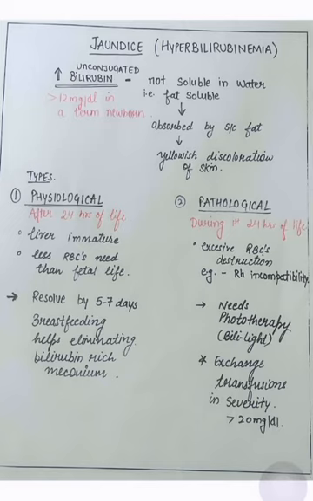Next is types. Mainly it is of two types: physiological jaundice and pathological jaundice. Physiological jaundice occurs after 24 hours of life. After 24 hours, there is less need of RBCs than in fetal life, and the liver of the newborn is not mature enough to handle that much load of destroyed RBCs. So unconjugated bilirubin accumulates because it is not conjugated, due to immaturity of the liver.